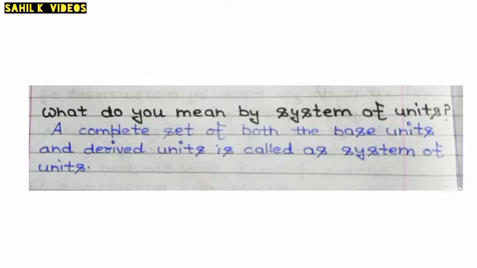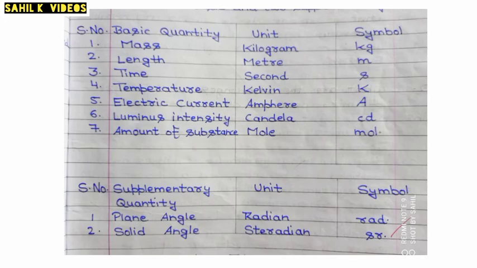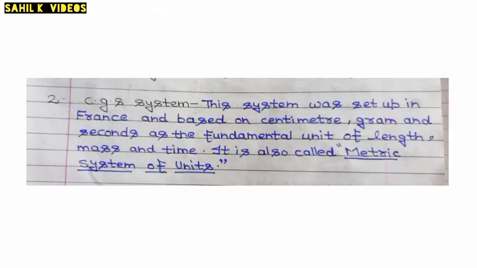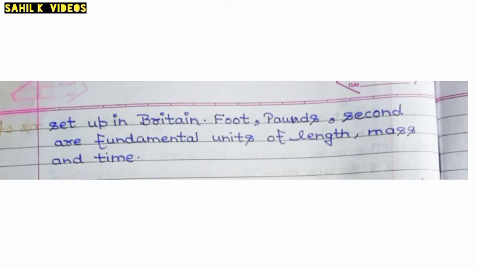A complete set of both the fundamental units and derived units is called a system of units. There are various types of system of units. Number 1, SI system. There are 7 basic and 2 supplementary quantities in SI system. Number 2 is CGS system. In this system, the units are centimeter, gram and seconds. Number 3 is FPS system. In this system, length is measured in foot, mass is measured in pounds, and time is measured in seconds.